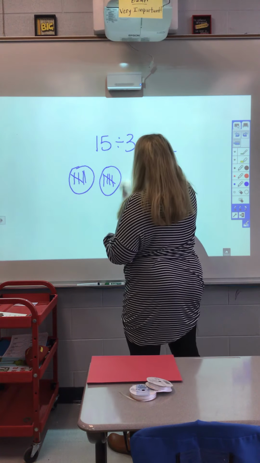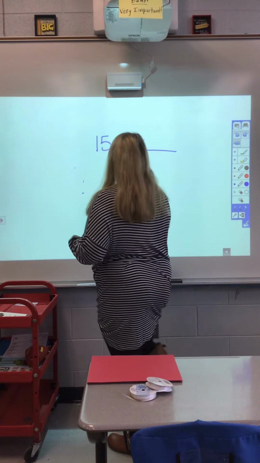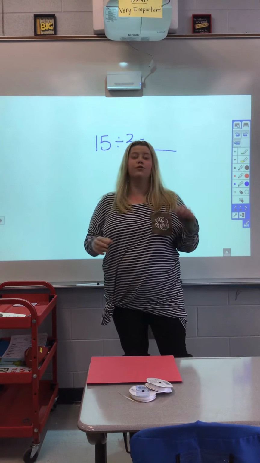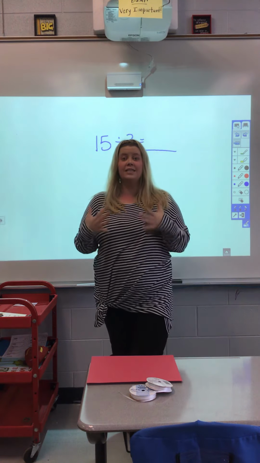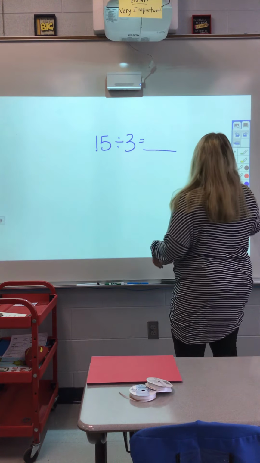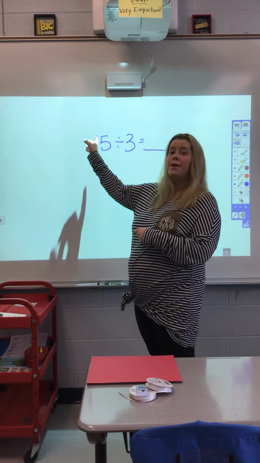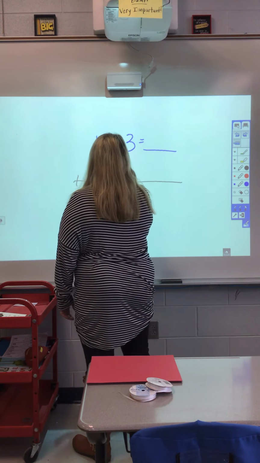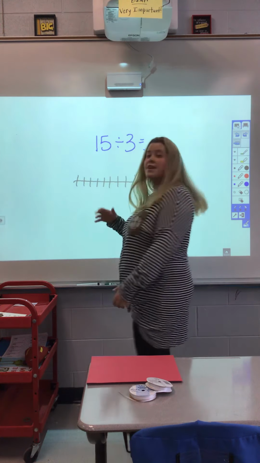All right, let's think about our second strategy. Our second strategy is going to be using a number line for repeated subtraction. Because remember, that's what division is. It is repeated subtraction. So if I use my number line method, the very first thing that I want to do is make a number line that goes to 15, my biggest number. Okay, there's my number line.